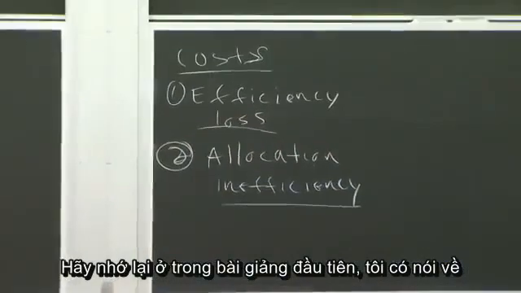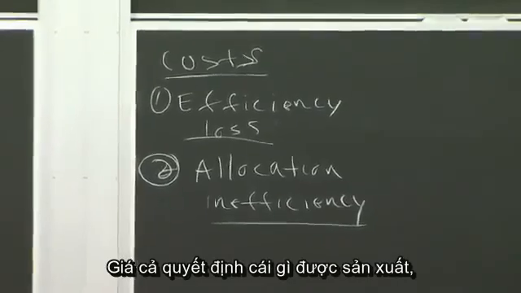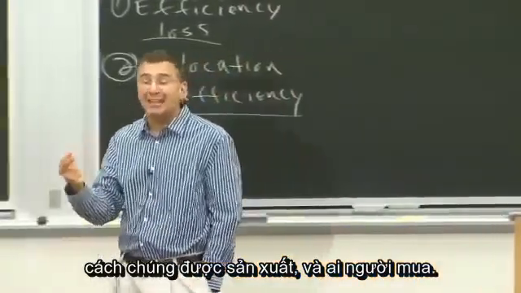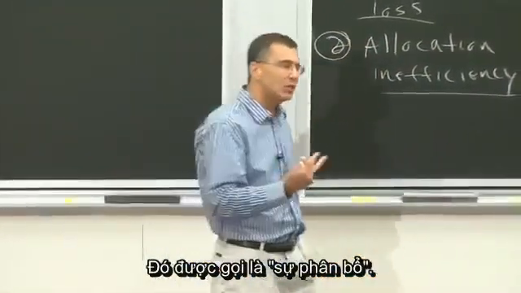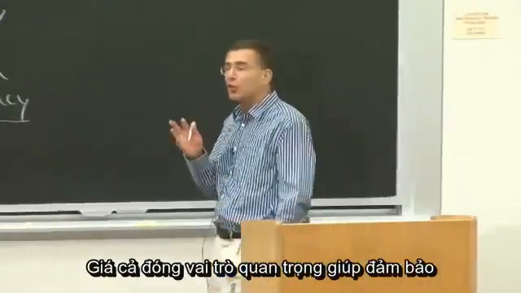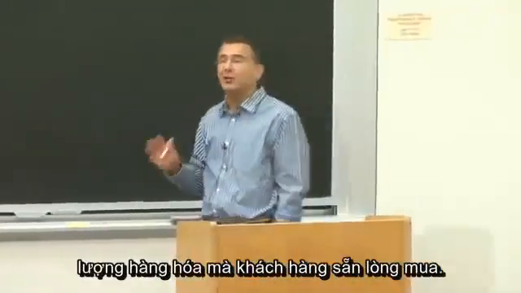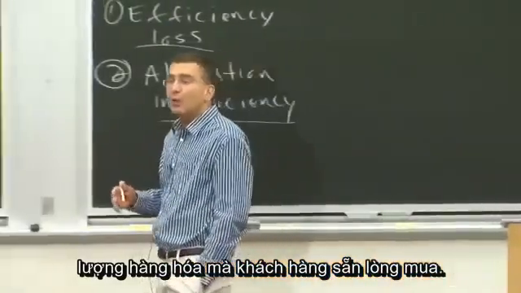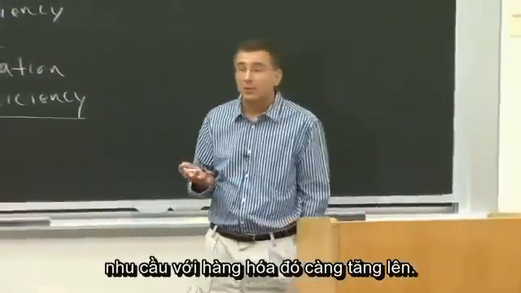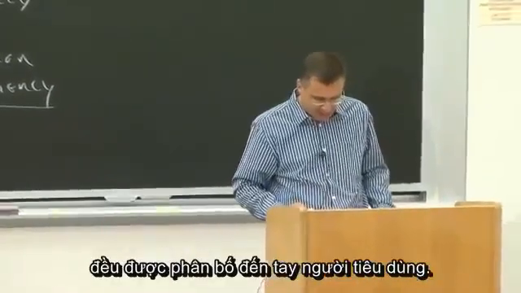Remember in the first lecture, I talked about how prices play three roles in the market. They determine what is to be produced, how it is to be produced, and who gets it. That's called allocation. Price plays a critical role in making sure that the people who want the good the most get it. Remember, that demand curve is a willingness to pay curve. What that lets us know is the further up the demand curve, the more people want the good. And we should make sure that those people are allocated that good.